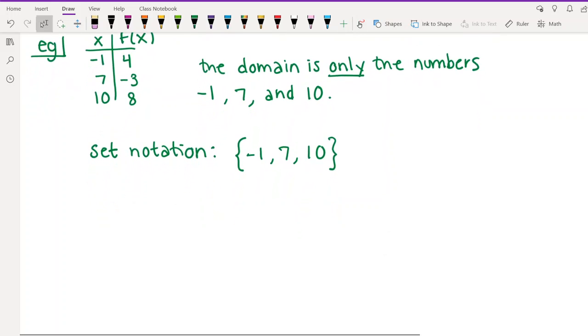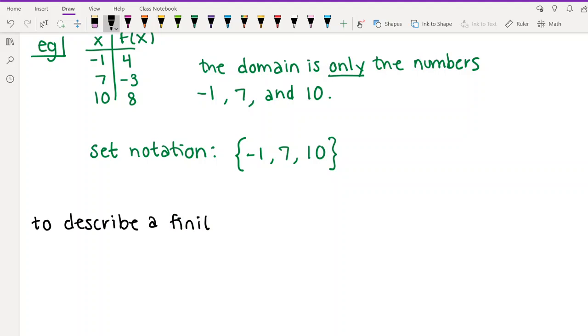So let me summarize that as a more general case. To describe a finite set of numbers, let's say that those numbers are x1, x2, all the way up till xn. So here n just represents some number, right? We're trying to be general, so I don't know how many numbers I have, but in this case, for example, n was 3. We had 3 numbers. So if you have a finite set of numbers, x1, x2, x3, x4, etc., up to whatever, you can use set notation.